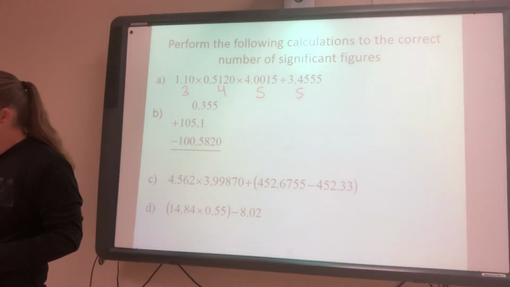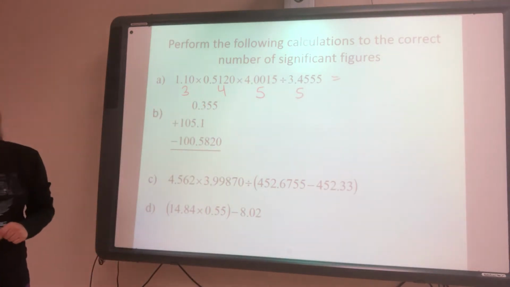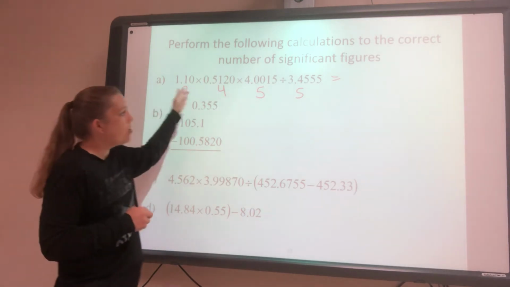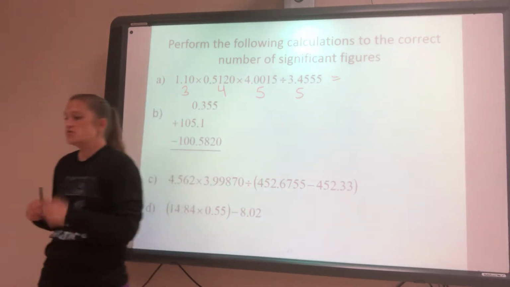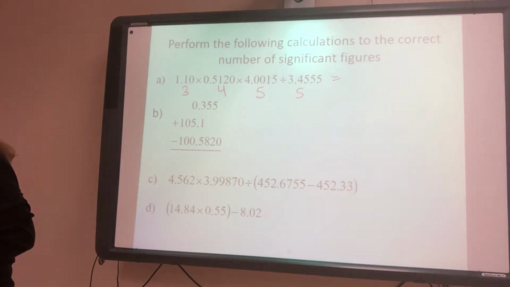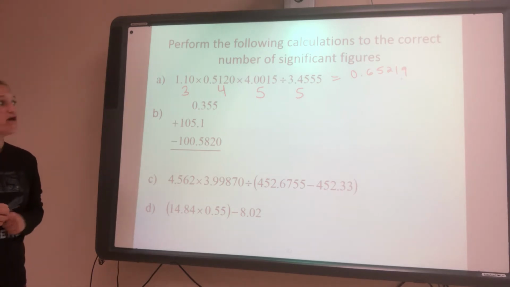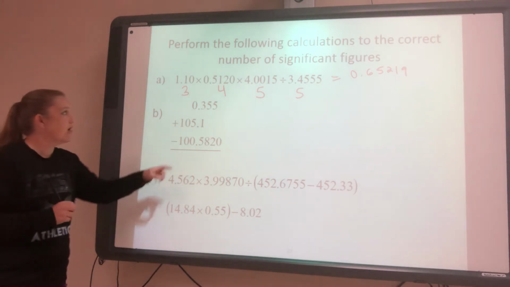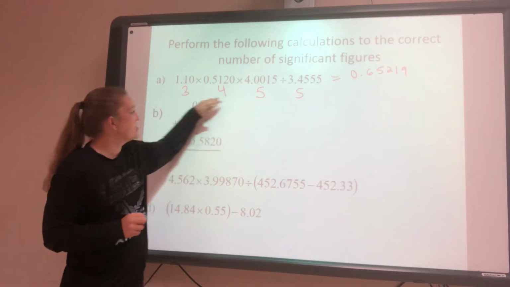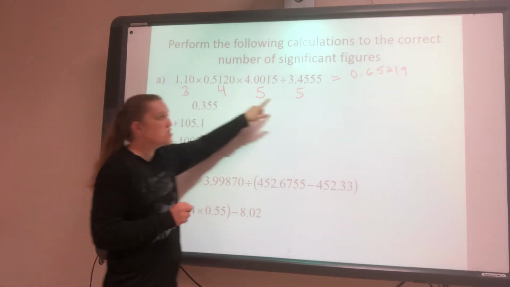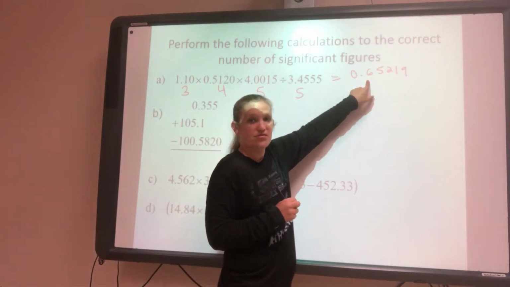All right, so trying to figure out what is going to be my final answer. I need to take this whole thing and put it in the calculator. When you put that entire thing in the calculator, this is the number that you will get. But that's not my final answer, because my final answer has to be based on sig figs. Our least number of sig figs here was 3. So this should be just 3 sig figs. So that's how I rounded.